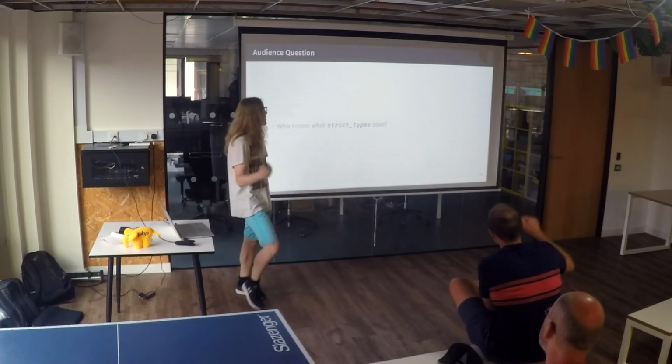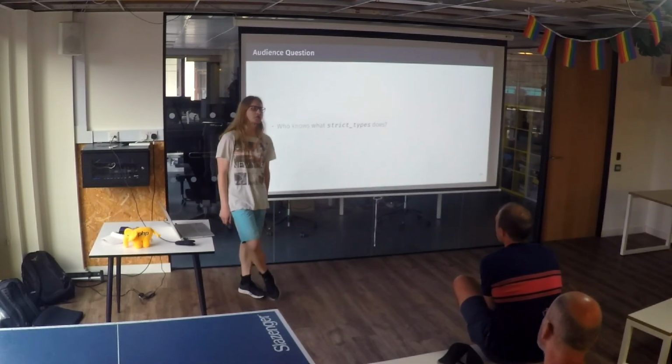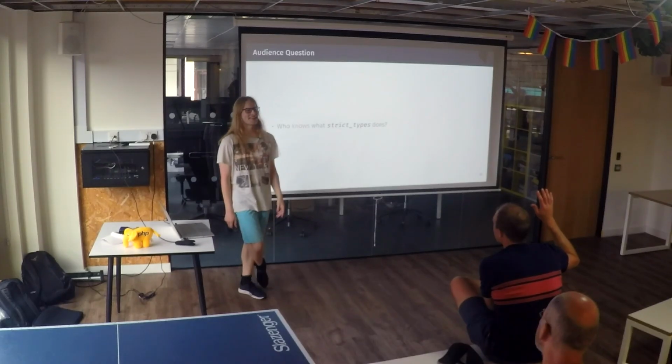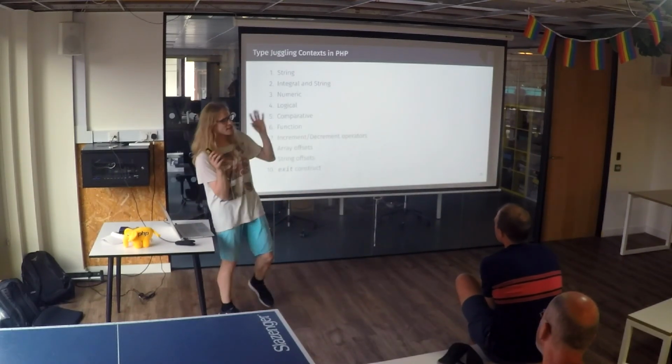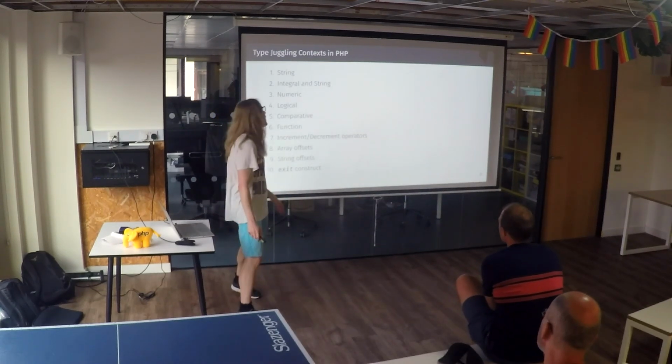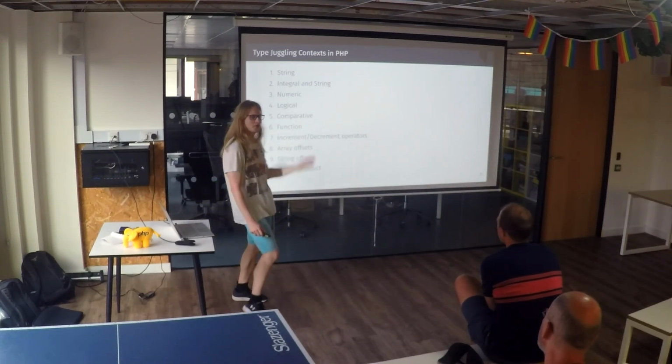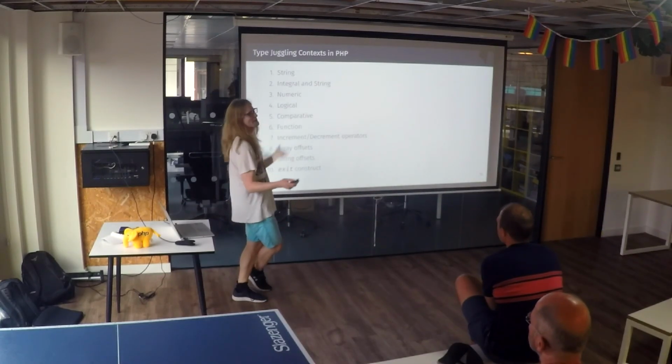Most people. Who knows what strict types does? Okay, a couple of people have a vague idea. But let's answer. So PHP has 10 type juggling contexts, and we will go through all of them. You will bear with me.